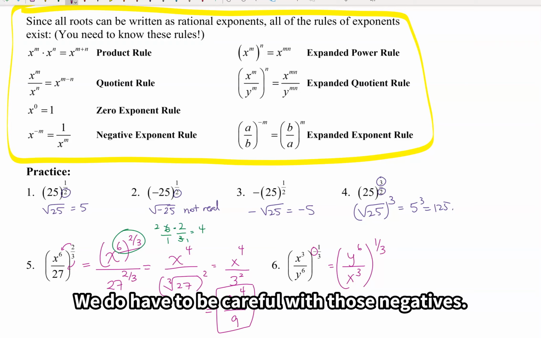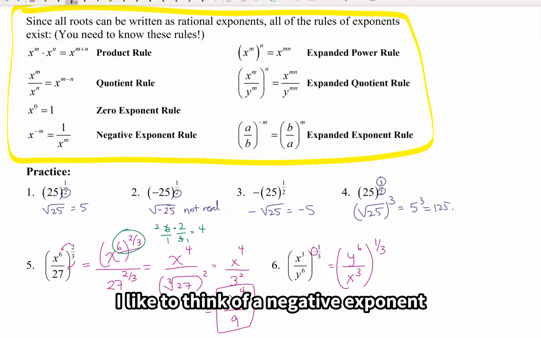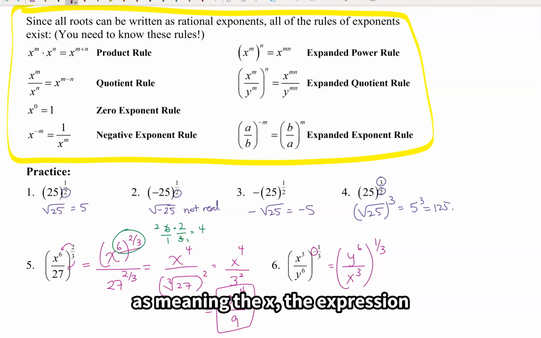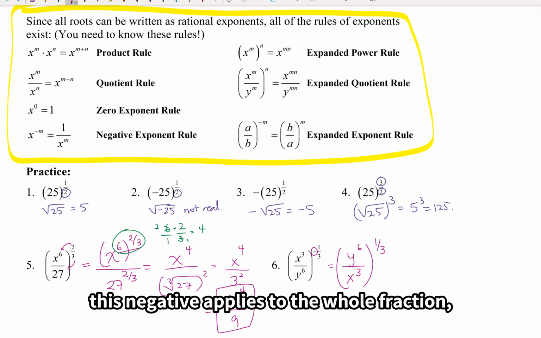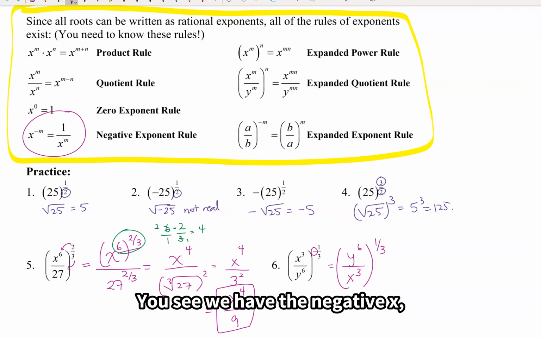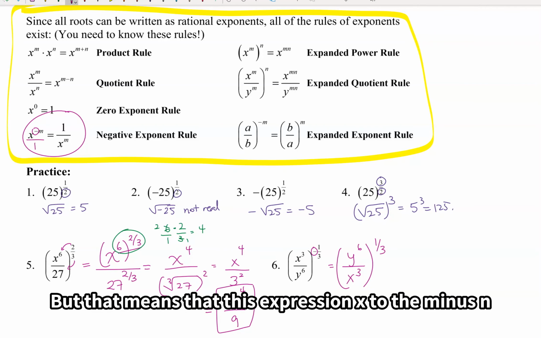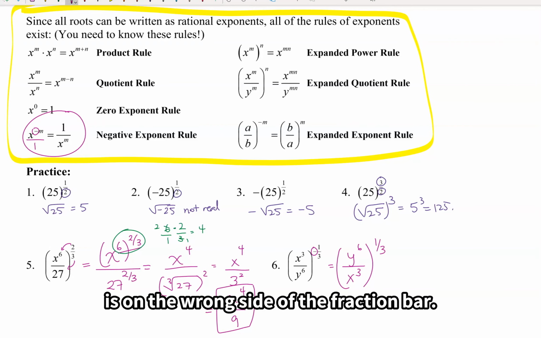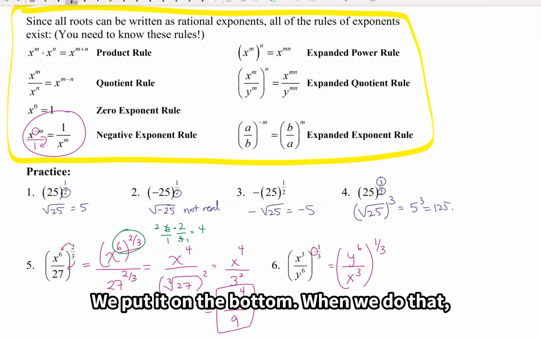We do have to be careful with those negatives. I like to think of a negative exponent as meaning the expression that has the negative exponent, it's on the wrong side of the fraction bar. So it needs to go on the right side of the fraction bar. Since this negative applies to the whole fraction, we flip the fraction. The negative up here in the rules, you see we have the negative exponent on the x, but that means that this expression, x to the minus n, it's on the wrong side of the fraction bar, so we switch it and we put it on the bottom. When we do that, we don't leave behind 0, we leave behind a 1, so make sure that that is made.